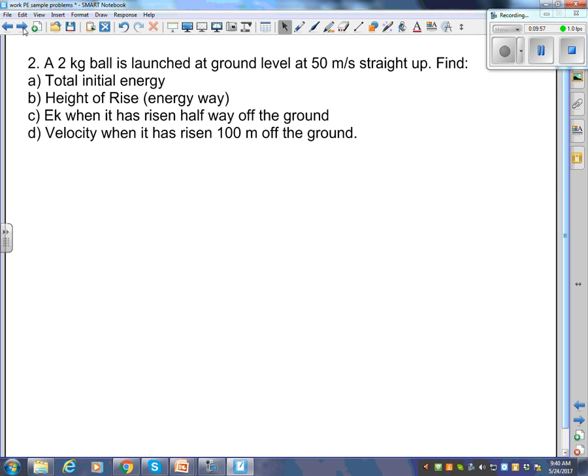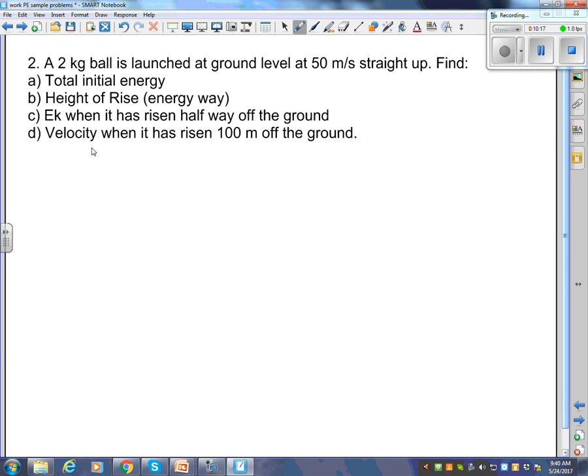Okay, this time we've got a ball. It's launched at ground level. It's being launched straight up. Find the total initial energy. Find the height of rise. Find the EK when it's halfway off the ground, and find the velocity when it's risen 100 meters off the ground. So this is kind of different. It's launched straight up. What's the total initial energy?